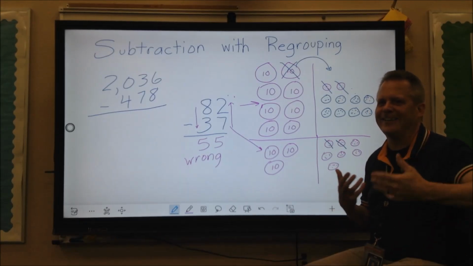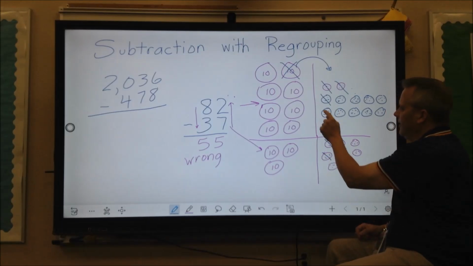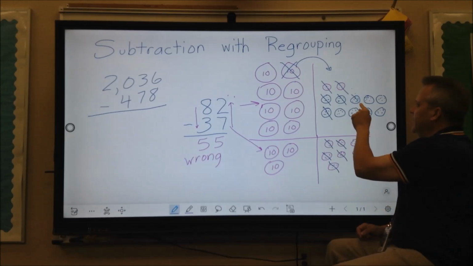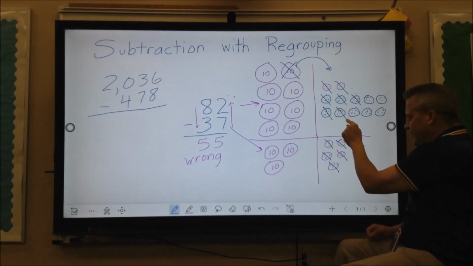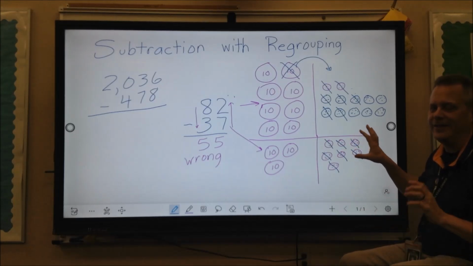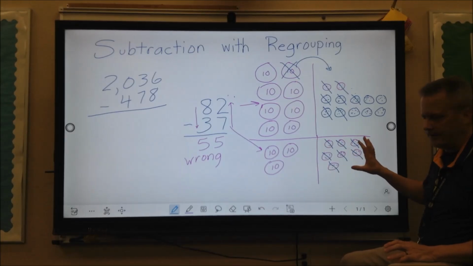Now I go back and I start giving them partners. So this cookie has a partner. This cookie has a partner. I have no more down here, and that's what I was going for. I need to eliminate everything down here.